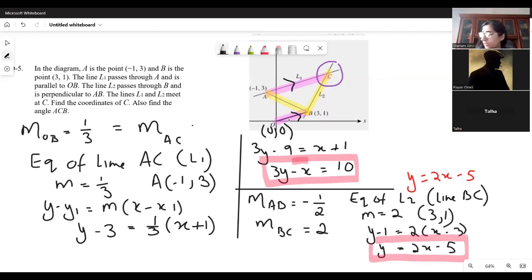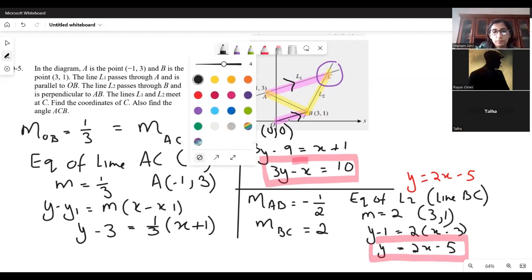C के कोऑर्डिनेट्स नहीं, 12,8 लिखा हुआ है इधर. Question 4 नहीं, अच्छा हम question 5 कर रहे हैं, sorry. 5,5, yes. Is that what you said? Yes miss. ठीक है, 5,5 is correct. So the coordinates of C are 5,5.